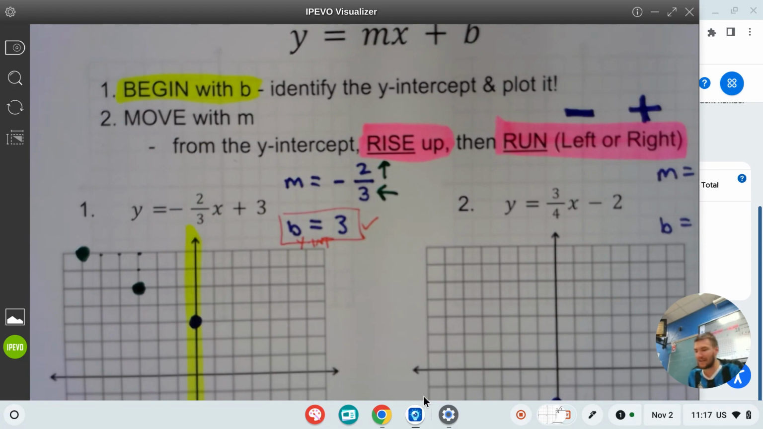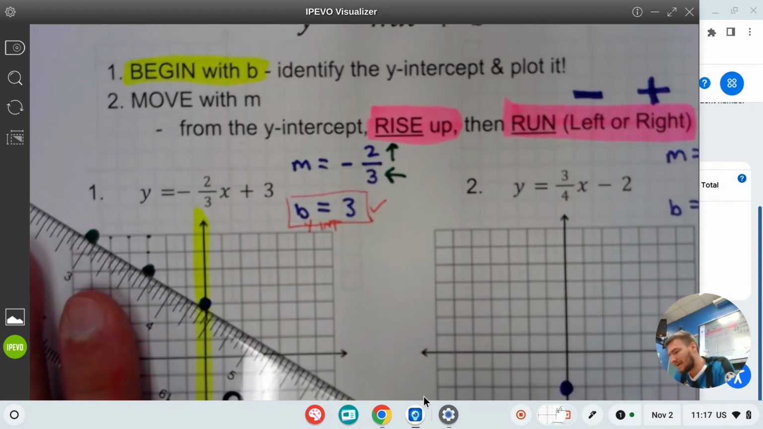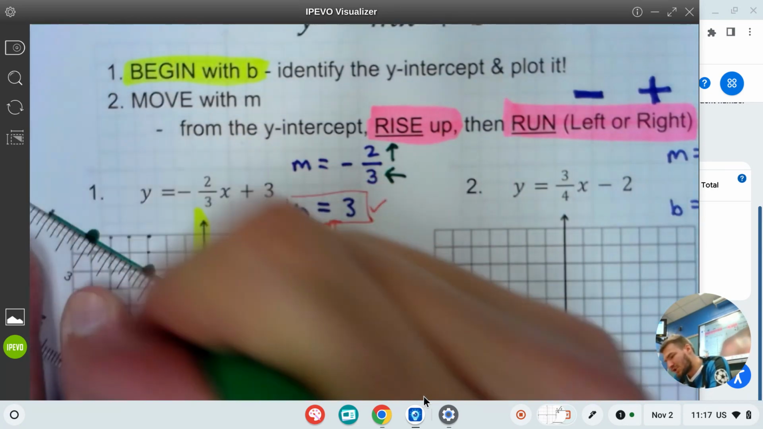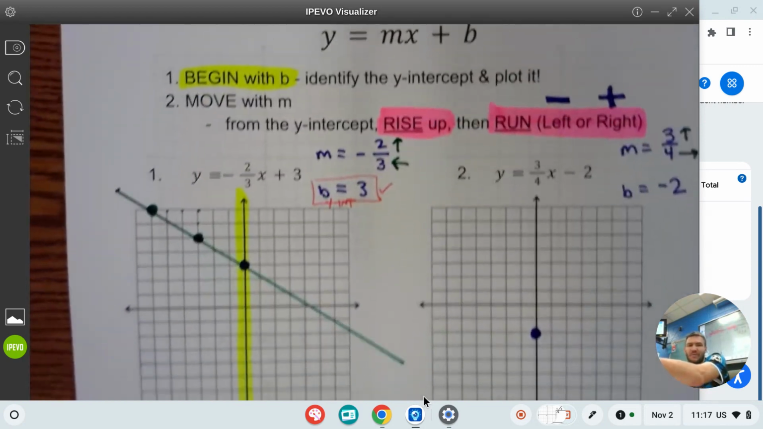Now, especially if you have a ruler, slap that ruler on the paper, line it up, put your pencil, and draw. The most fun thing ever, right? Rulers are the best. Rulers are so fun.